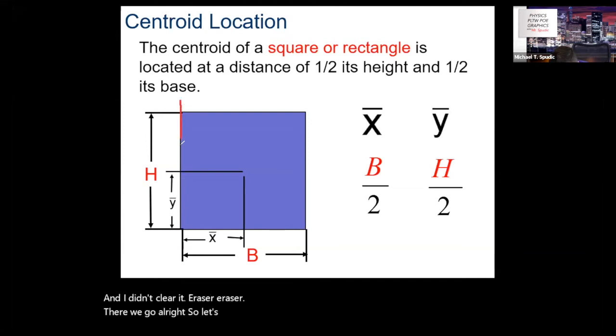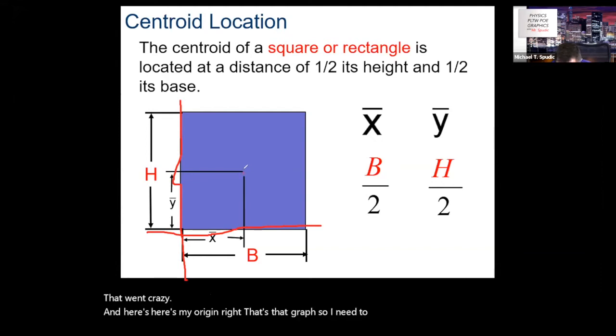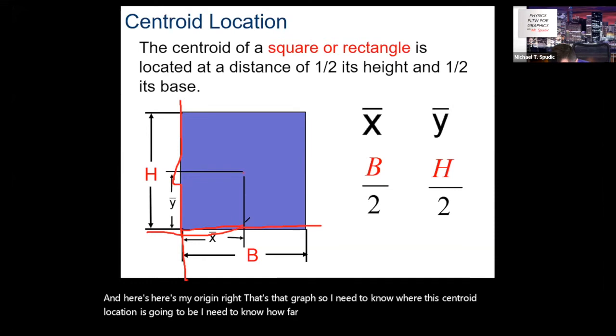So here's my graph. Oh, that went crazy. And here's my origin, right? That's that graph. So if I need to know where this centroid location is going to be, I need to know how far over x and how far up y, right? And that's going to get me my centroid location.